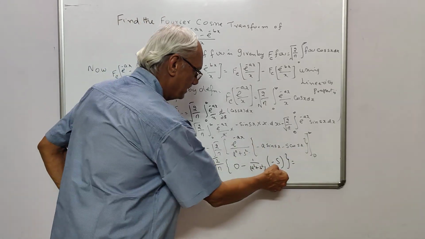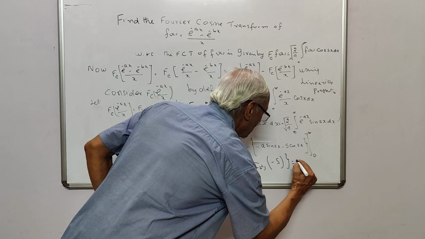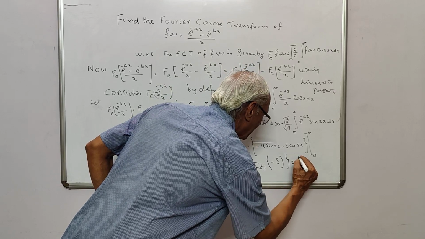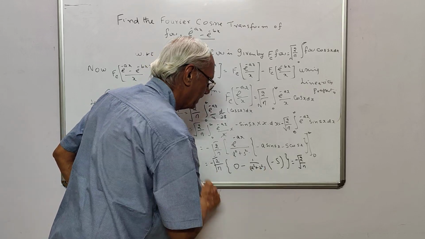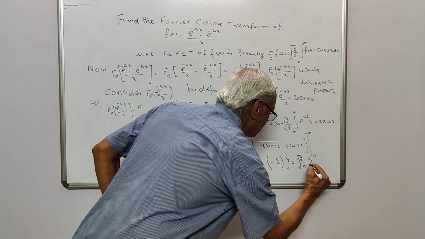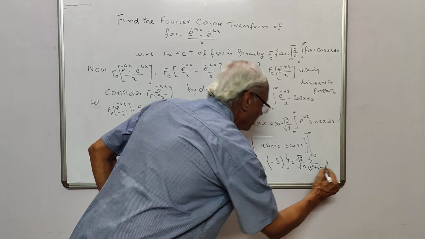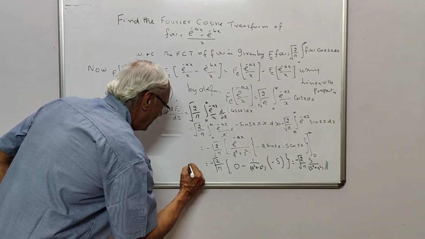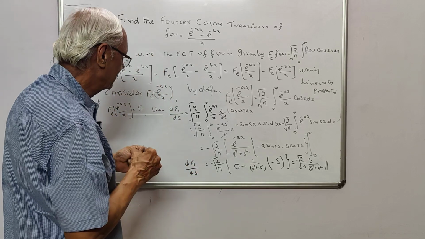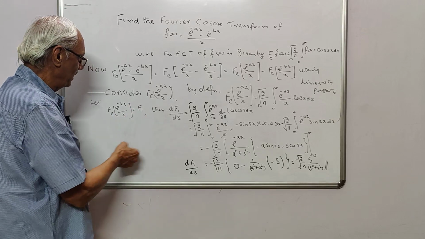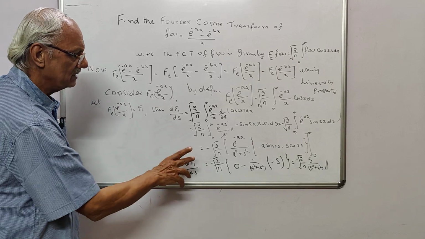Now you see that minus into minus is plus, plus into minus is again minus. So you are left with minus 2 by pi into, see, minus into minus is plus, this is minus, into s divided by s squared plus a squared. So I am able to get the value of df1 by ds as this. But df1 is nothing but the Fourier cosine transform of e to the power of minus ax by x. So this is the result that I got.